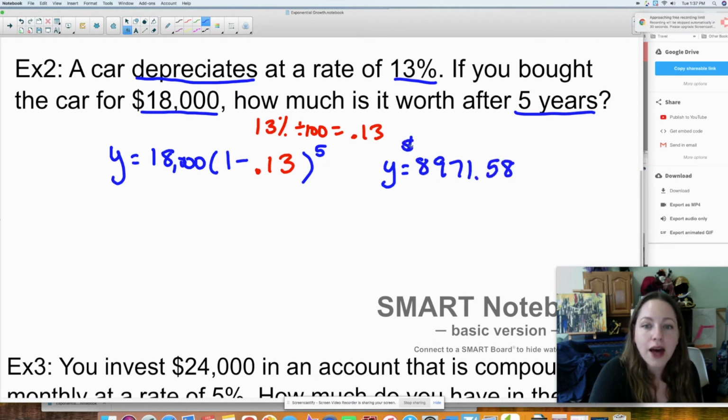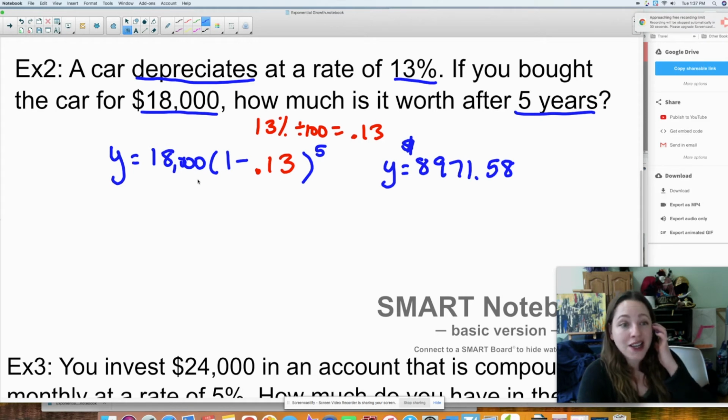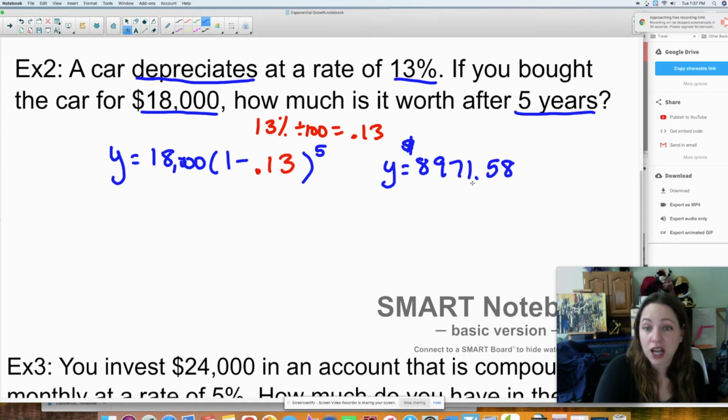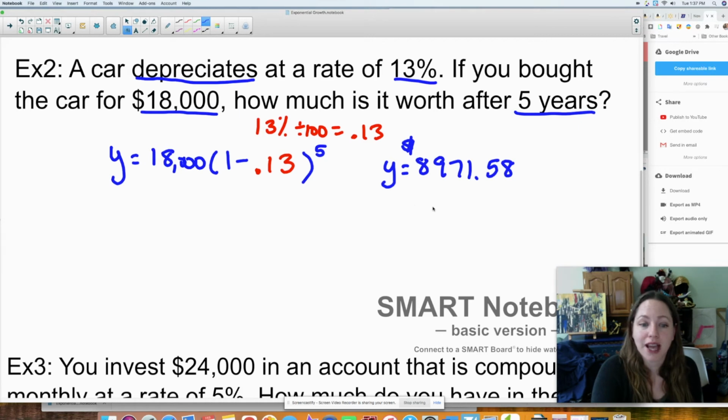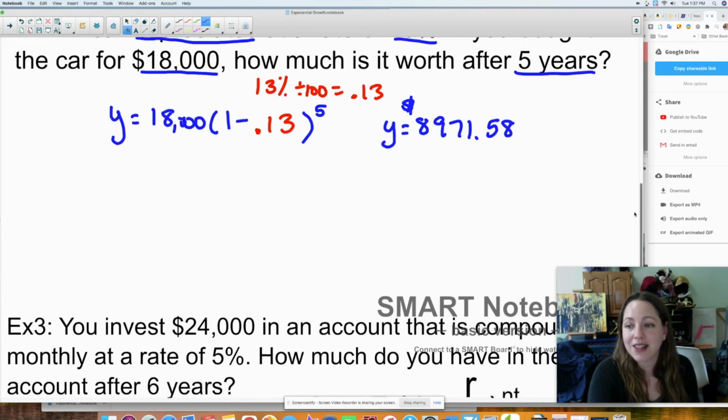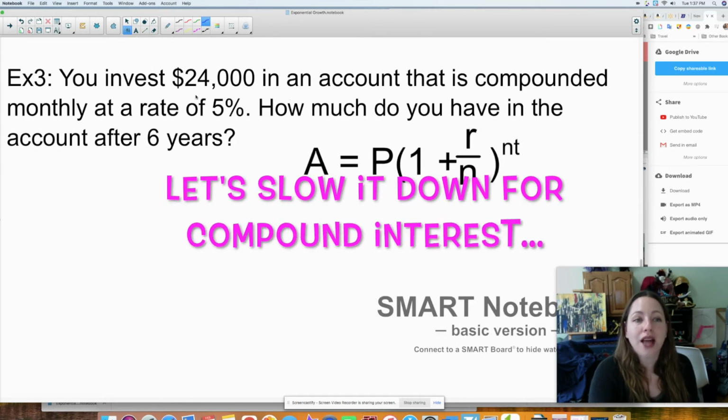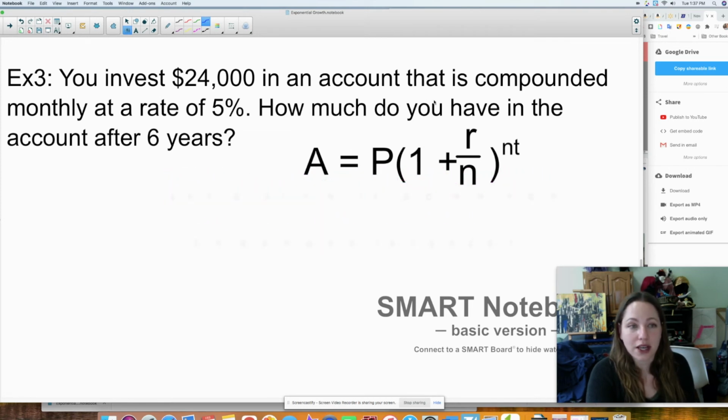8,971.58. That means that in 5 years, it's lost almost half of its value, because the 13% is recalculating every year. We're going to do 2 more examples, and then that's it for the notes for today. So the last one is you're investing $24,000 in an account that's compounded monthly.